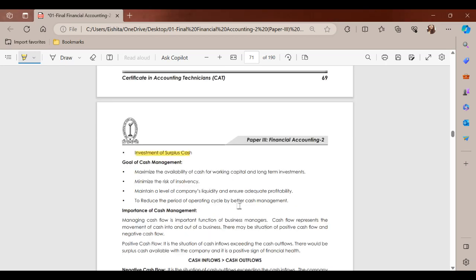Goals of cash management. First is that you will maximize the availability of cash for working capital. You have to ensure that cash is available for you. Okay. Minimize the risk of insolvency. The risk of insolvency will be there once you have less cash. So that risk has to be removed. Maintain a level of company's liquidity and ensure adequate profitability. That is the third. And reduce the period of operating cycle by better cash management. Okay. So you have four goals of cash management.